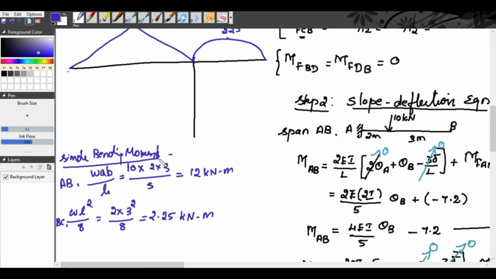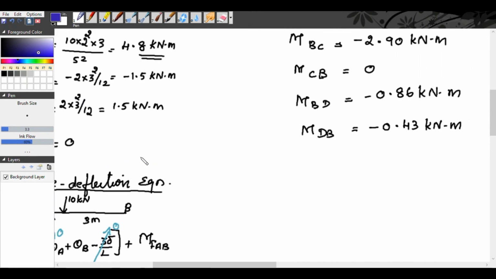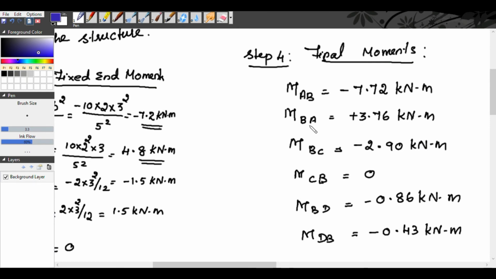Now we will draw the final bending moments, that is, the final moments at the supports. We have calculated the final moments at the supports. At B we have MBA, MBC and MBD. If you add these three, you should get 0, because at joint B, MBA plus MBC plus MBD is equal to 0. That is our joint equilibrium condition.